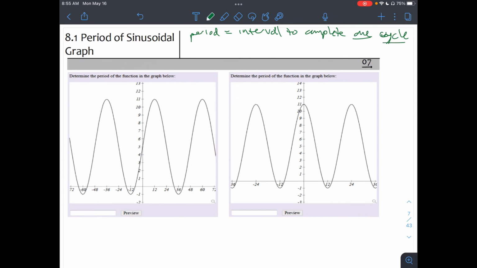Okay, and so when you're looking at this one cycle, what you can do is remember that the sine goes from midline, right? So midline to maximum to midline to minimum back to midline. And the cosine goes from maximum to midline to minimum to midline and back to maximum.